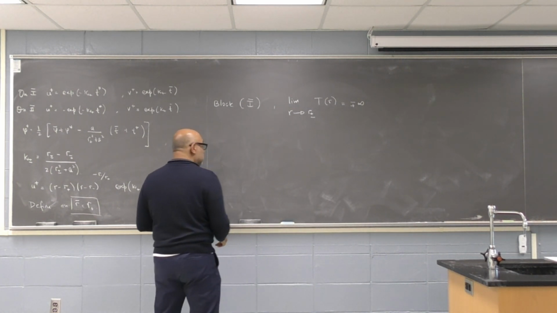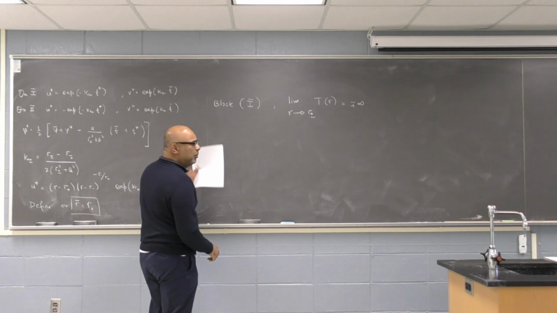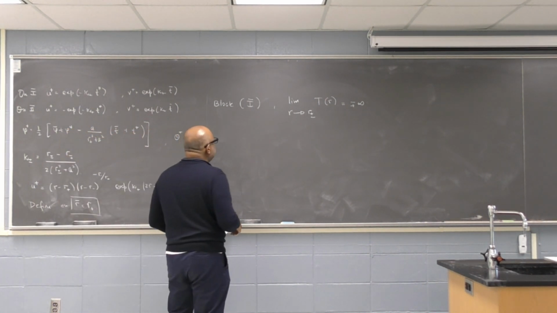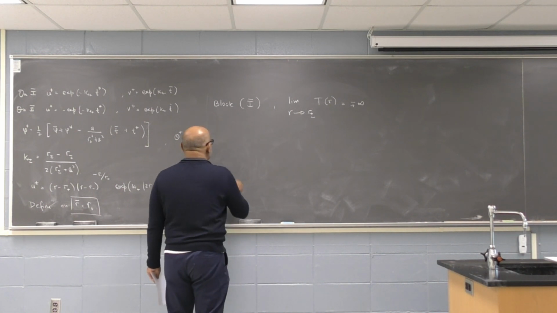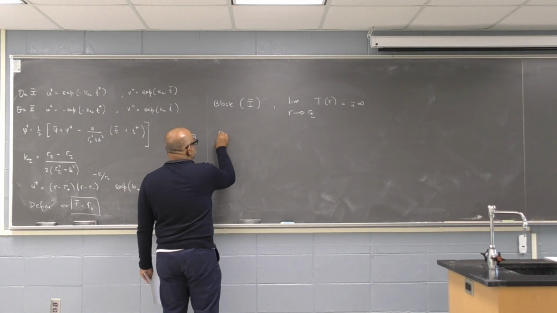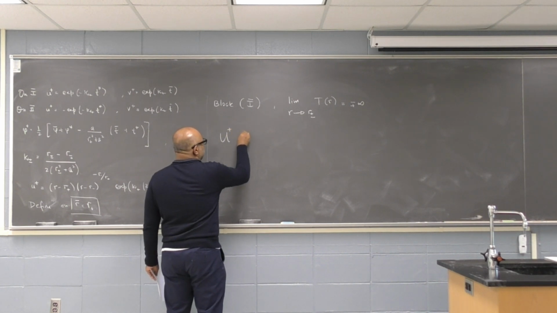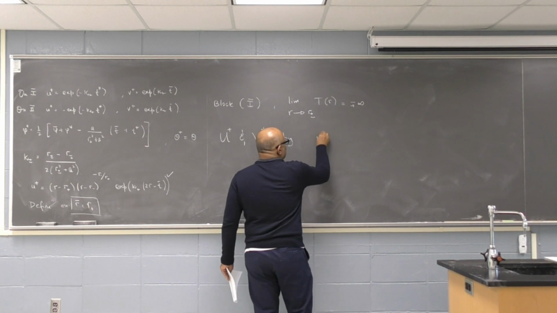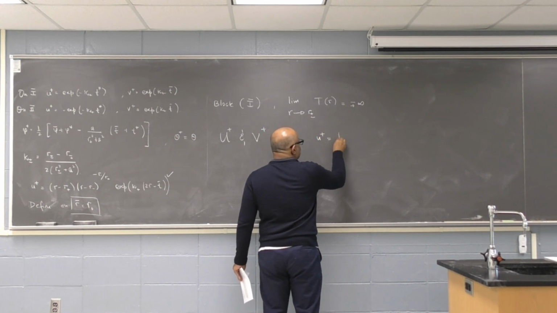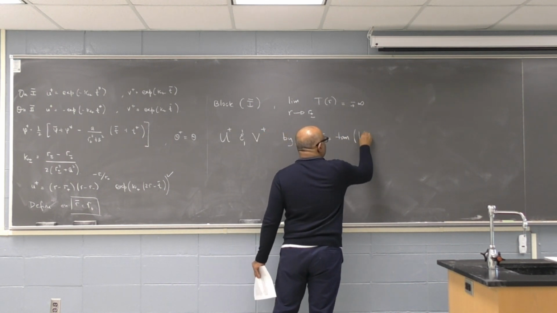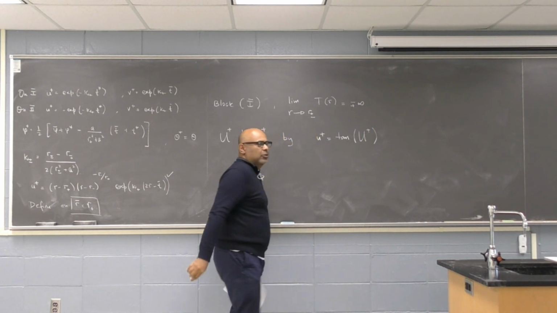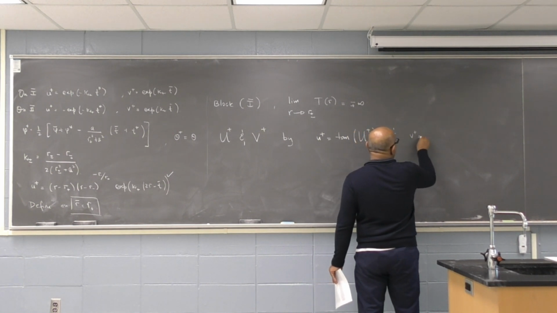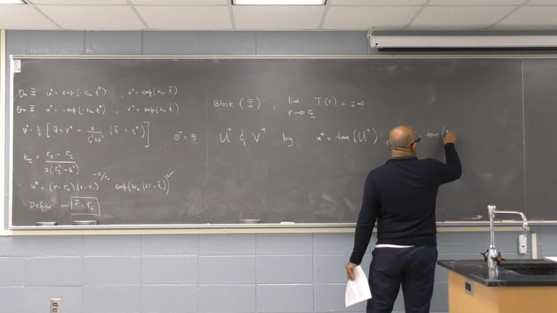So I'm going to do two things. I'm going to tackle block 1 in the bar coordinate system and in the star coordinate system. And I'm also going to introduce uppercase U plus and V plus by U plus is equal to tangent of uppercase U plus, and V plus is equal to tangent.